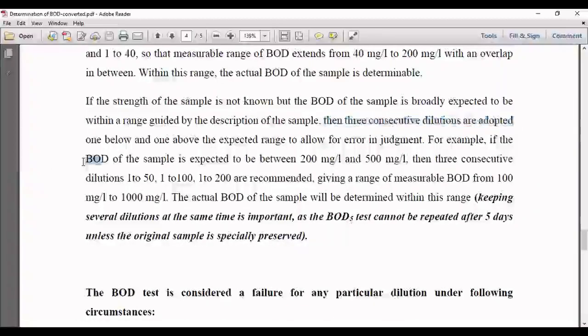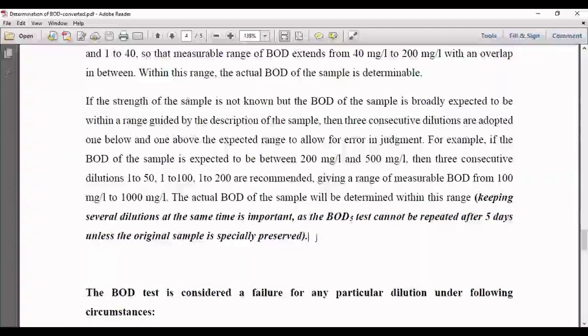If the BOD of the sample is expected to be between 200 and 500 mg per liter, then three consecutive samples with dilution factors of 50, 100 and 200 are to be taken, so that we get an extended range of BOD measurement, from 100 to 1000 mg per liter. This is done to avoid repetition of the experiment, so the actual BOD of the sample will be determined within this range. Keeping several dilutions at the same time is important, as the BOD 5 test cannot be repeated after 5 days unless the original sample is specifically preserved.